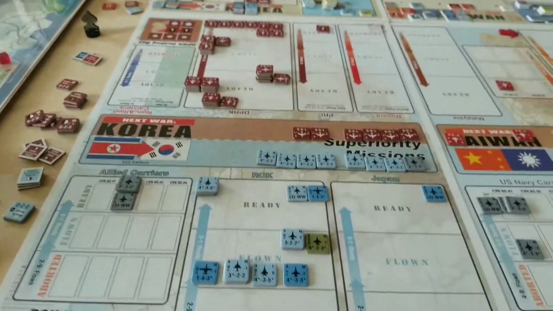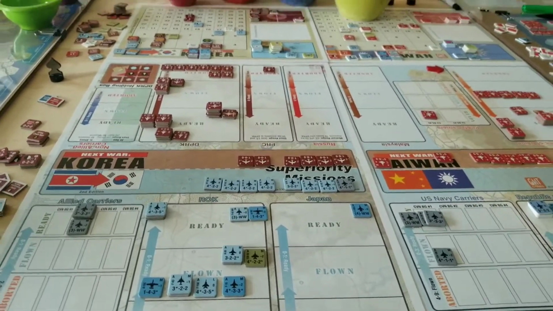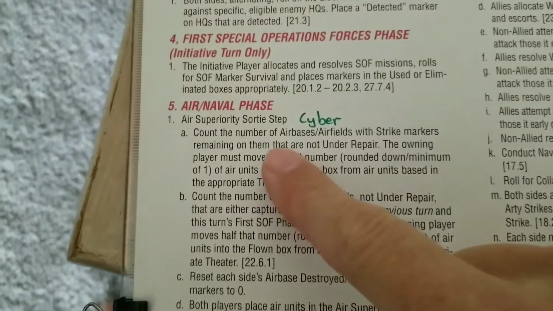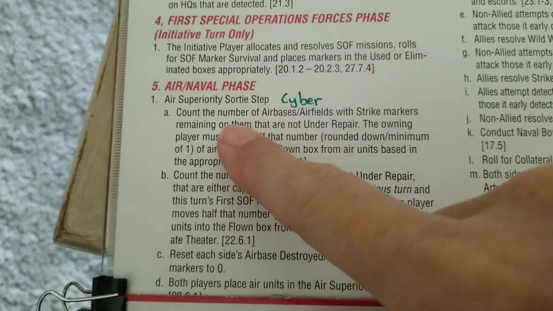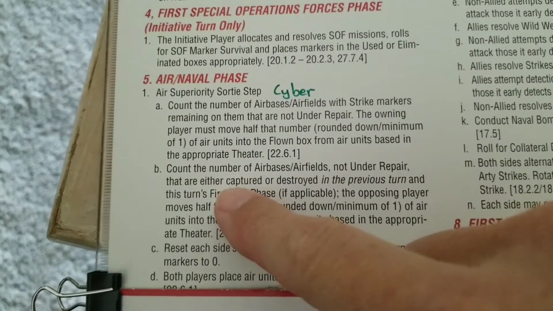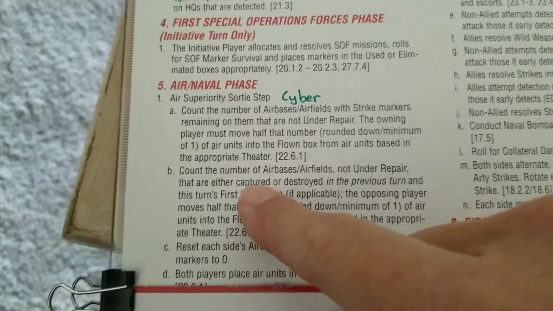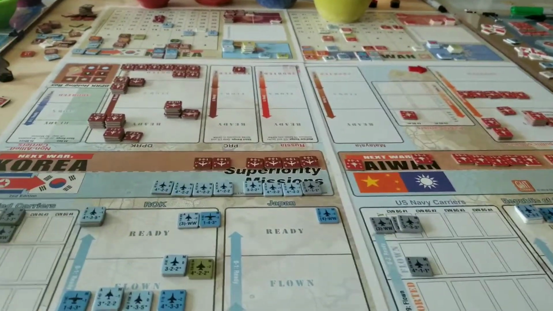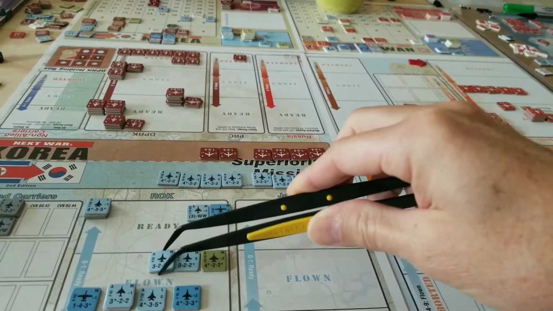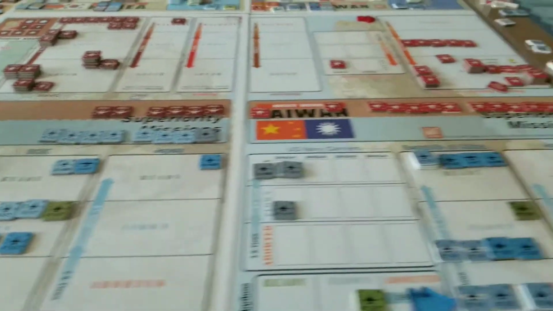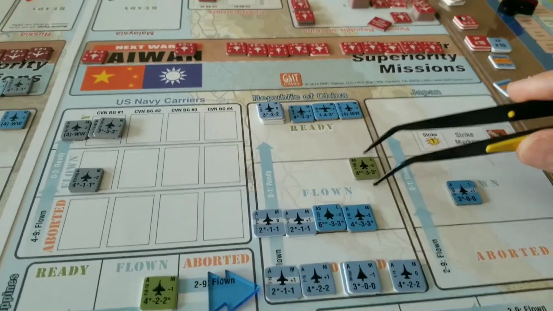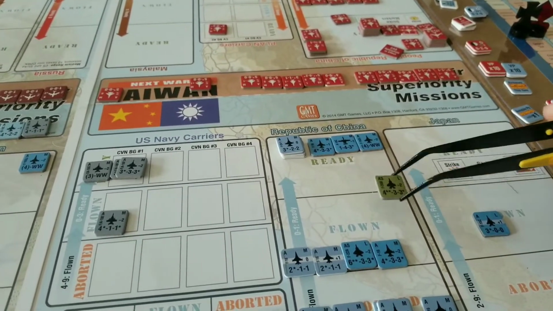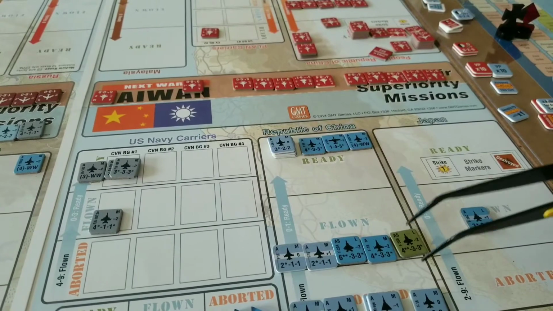All right, so I had to redo the entire air superiority phase for both sides because what I forgot to do is, let's look it up. I forgot to do this step right here, the air bases with strike markers and the airfields that were destroyed. So what ended up happening is these 3 planes got taken out of the mix in Korea because of that. And then this plane, the Chinese I would have picked this one no matter what, right? Because that's their best plane that they had in the ready box. So I would have pulled him out of the mix. So that one didn't get destroyed.